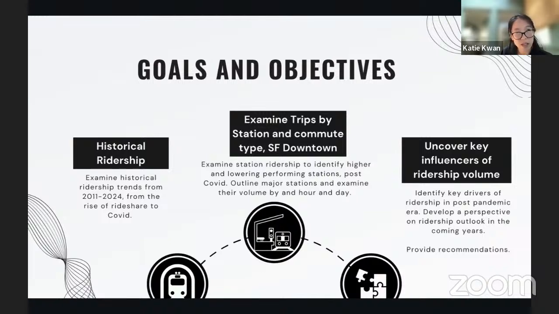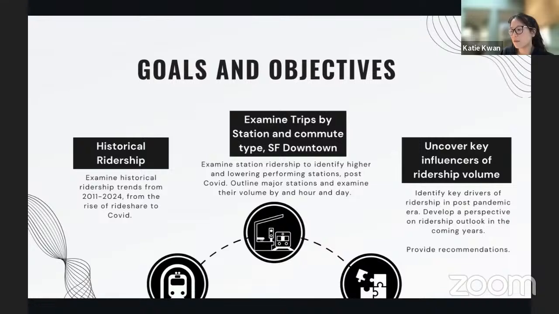Uber in 2010 and Lyft in 2012. I want to understand, what does our historical ridership look like? And then especially, how did it change during COVID and where are we now? I go ahead and examine the stations and examine trips by station and commute type.